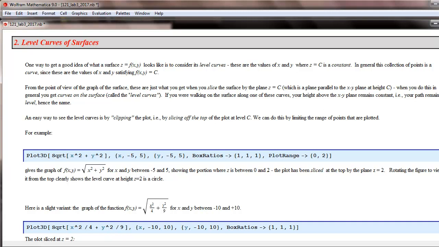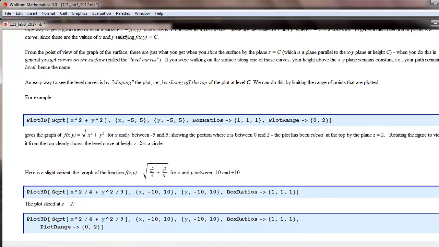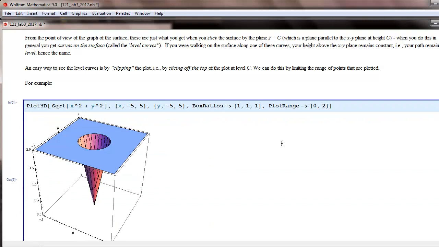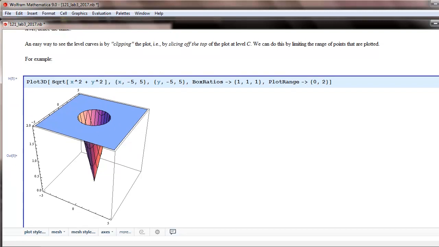One way to do this in Mathematica is to start looking at level curves by clipping the plot or slicing off the top of the plot. So let's take a look at how we could do that. Notice that this particular function keeps going, but we've sliced it off at a particular z value. And so the level curve is this circle that's visible right here at the top of this plot.